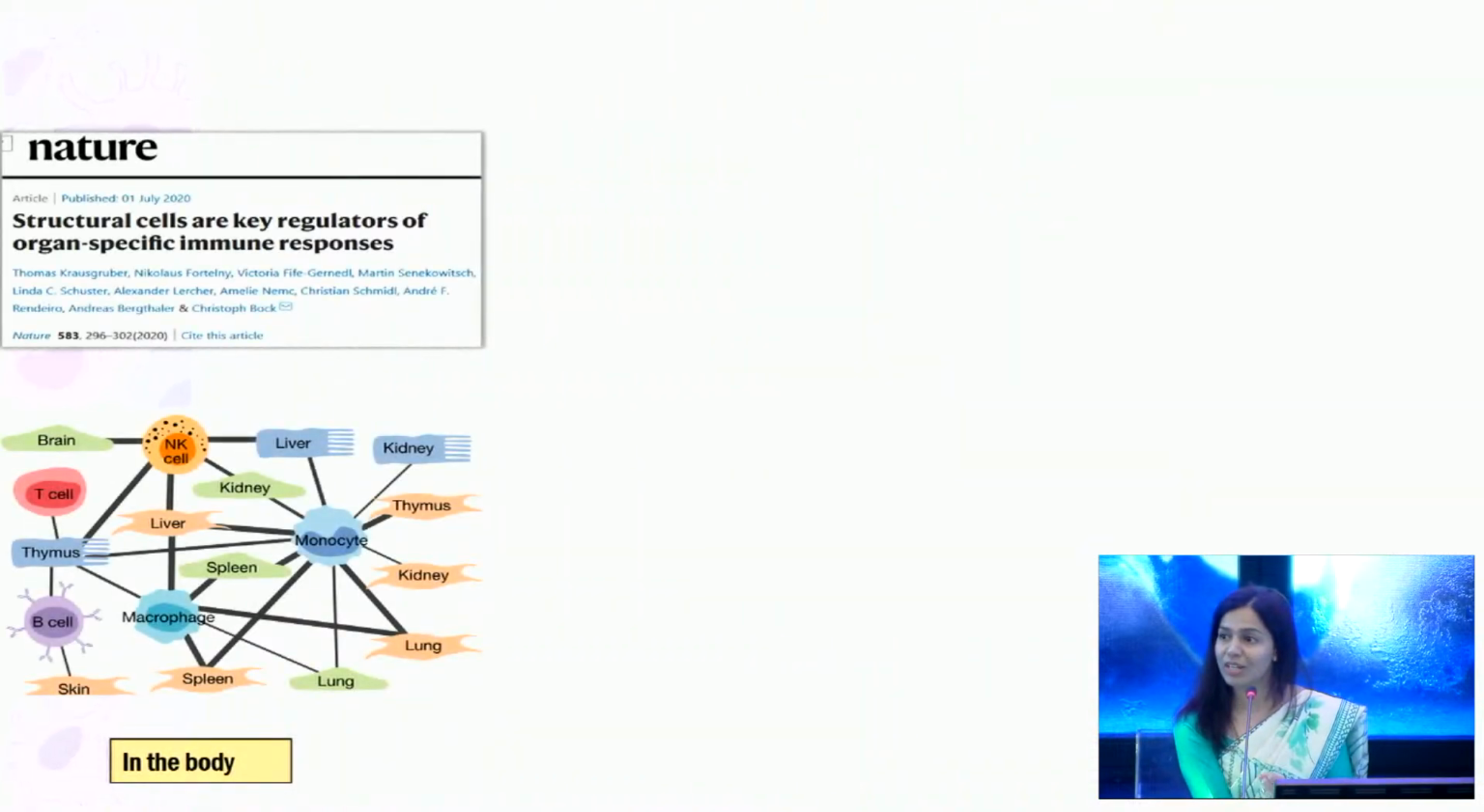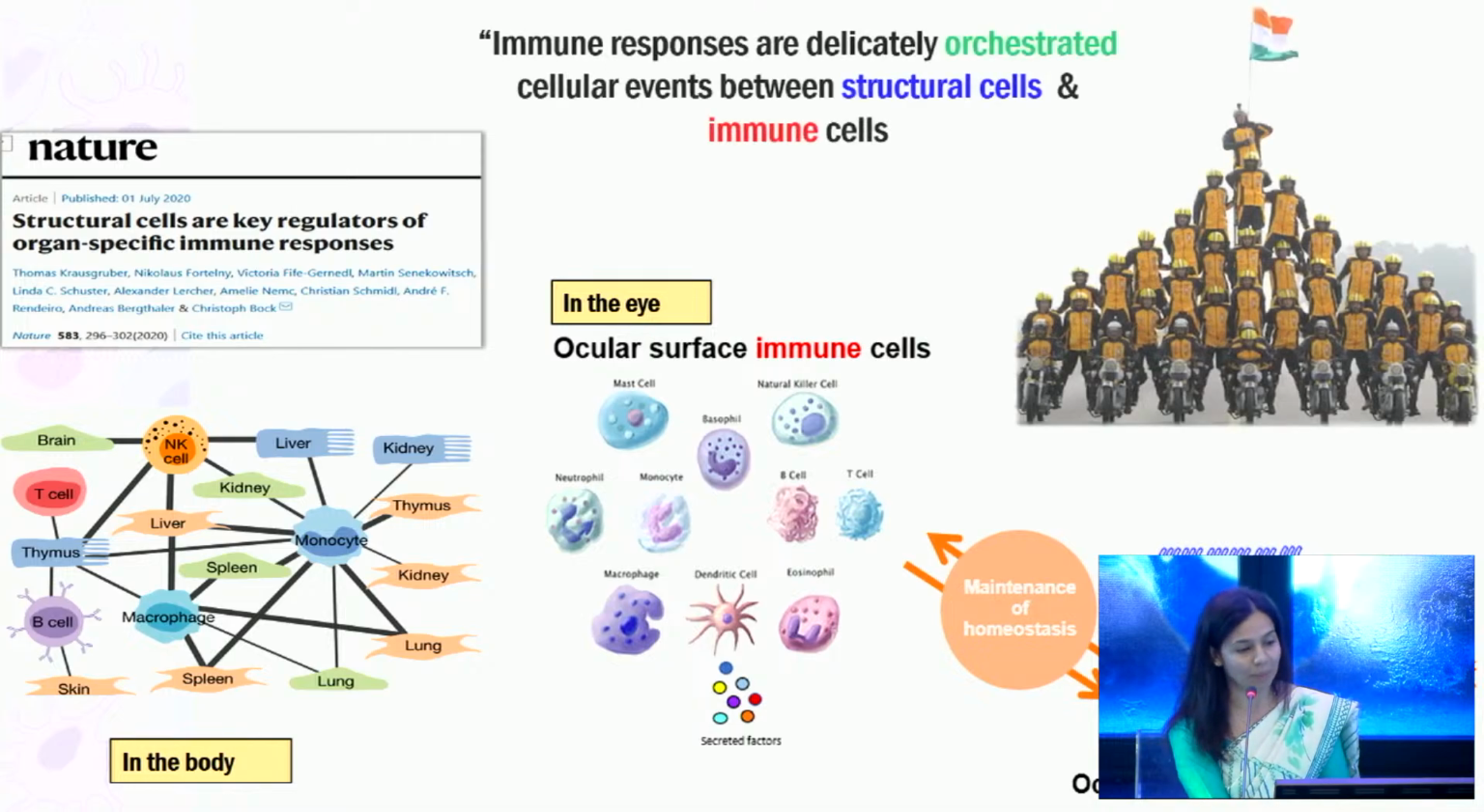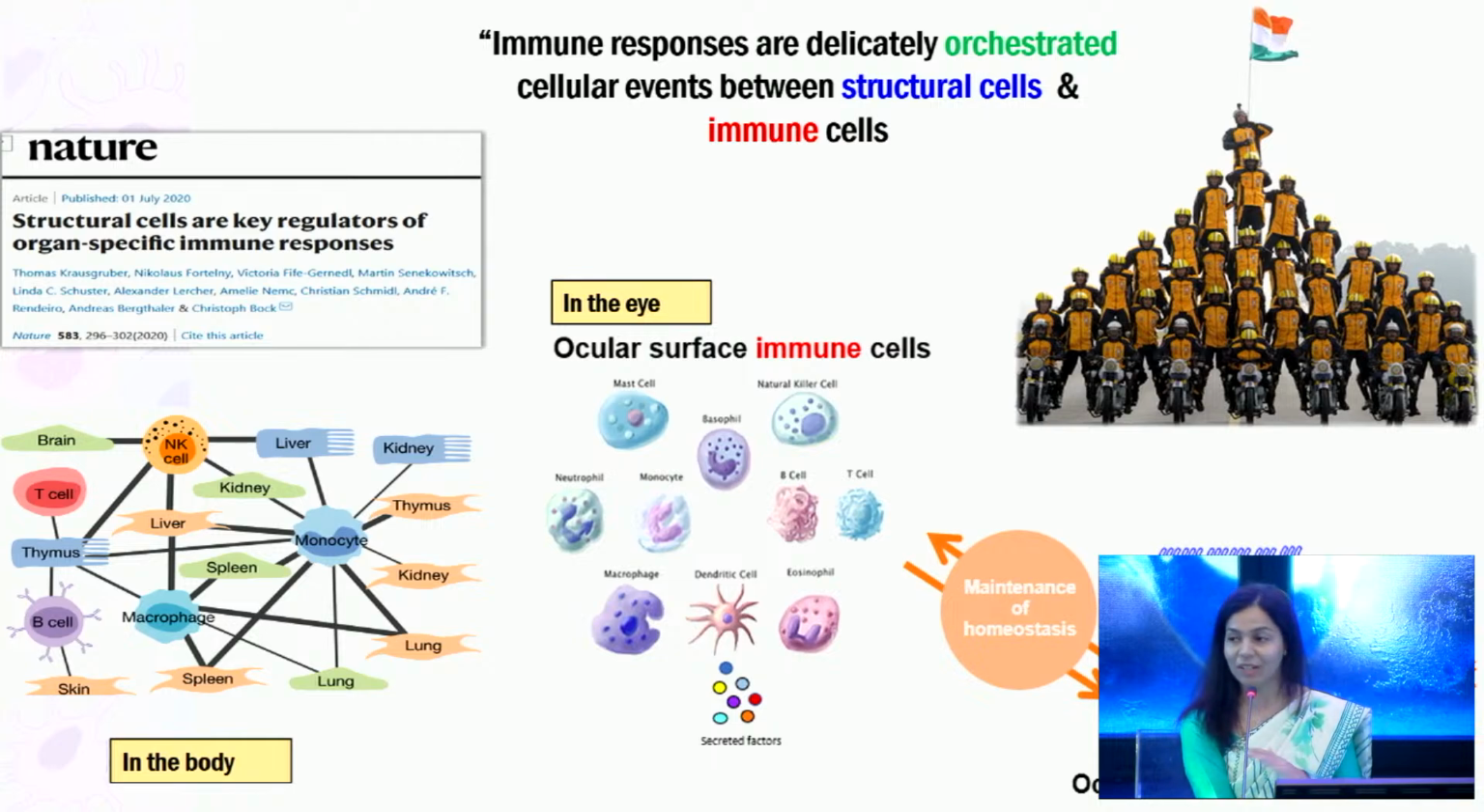In the body, it is not just the immune cells which are important. The immune cells and the structural cells that we were looking at work together and regulate this organ-specific immune process. In the eye, it is no different. The cells that we were looking at, the neutrophils, the macrophages, the dendritic cells, along with the structural cells, that is the epithelium, the nerves, the endothelial cells, both interact to maintain homeostasis, which is the balance of maintaining normality. And all of this is done in a very delicately orchestrated event, almost like a circus happening without us even knowing about it.